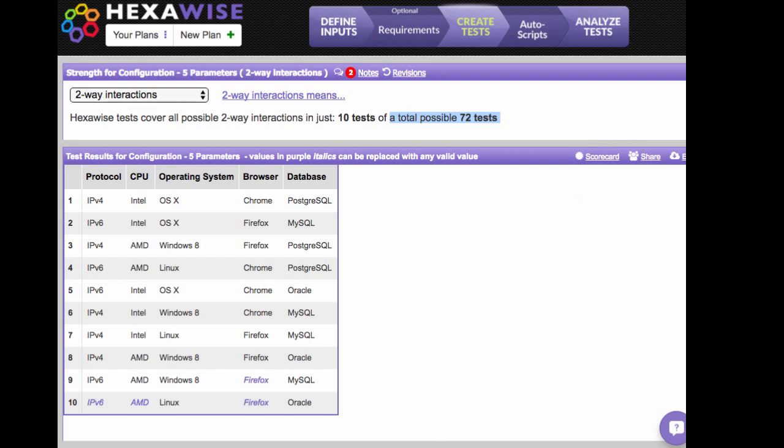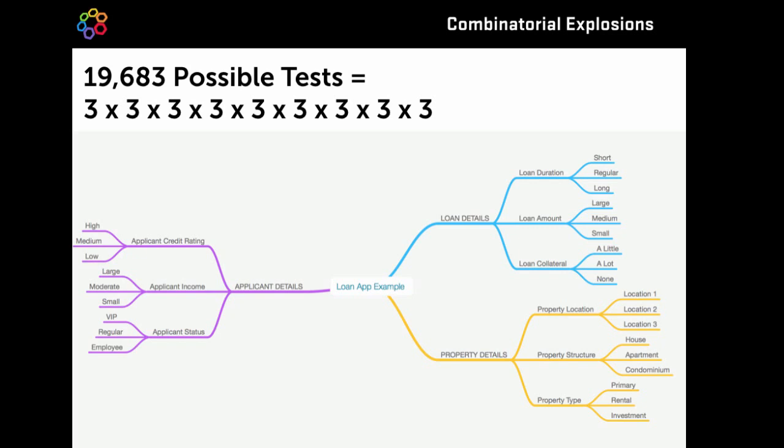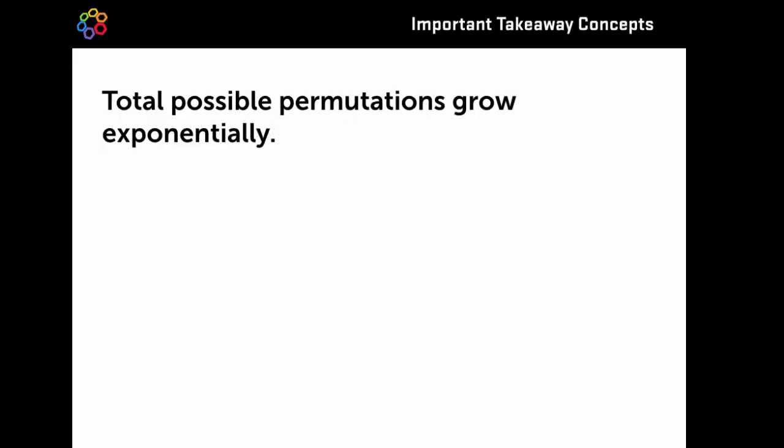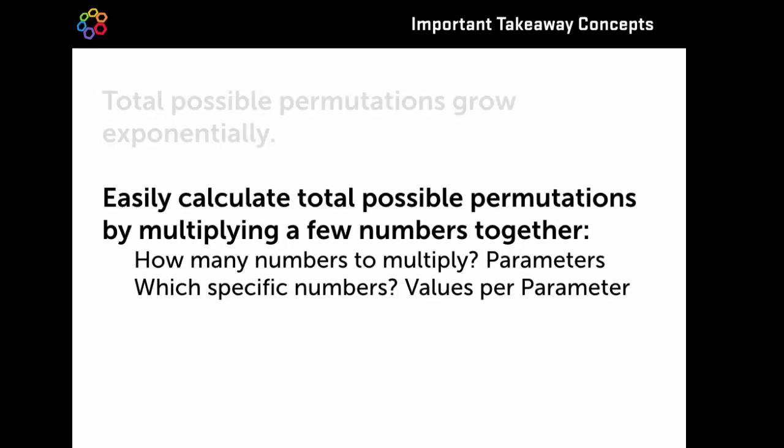So, what are some key takeaways from these lessons? Well, first, it's important to note that total possible permutations, or the total possible number of tests in your systems under test, will grow exponentially. Secondly, it's very easy and straightforward to calculate the total possible number of permutations in any system under test. How many numbers you need to multiply is going to be determined by how many parameters you have, and which specific numbers you need to multiply together is going to be determined by the different number of values you have per parameter.